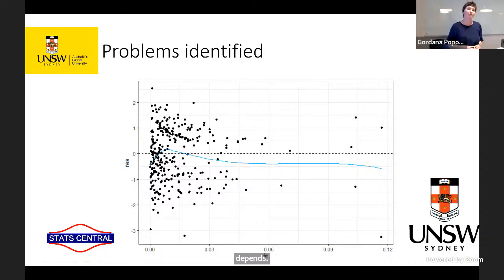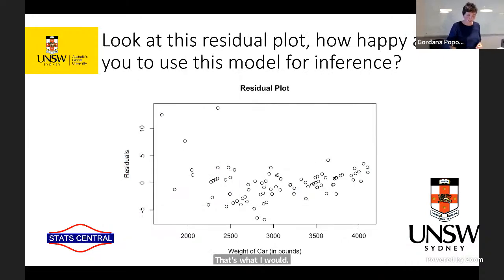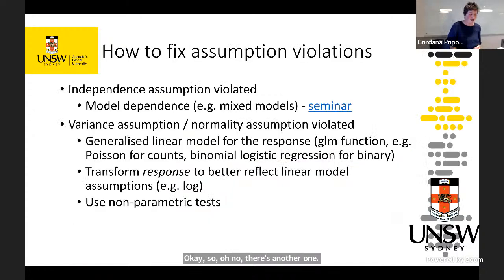In that case, it's probably the model. But you can transform. That's what I would do. Okay, there's another one, but we're going to skip that one. Let's just end with what to do. So now you know you're exactly as good as a statistician in identifying problems with a residual plot. Now you just need to know what to do with them.